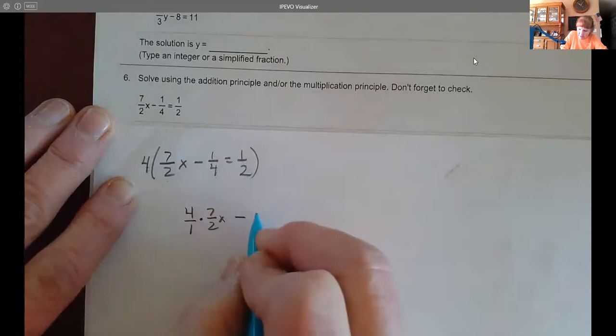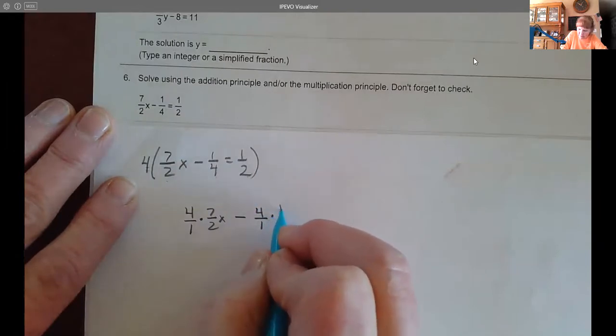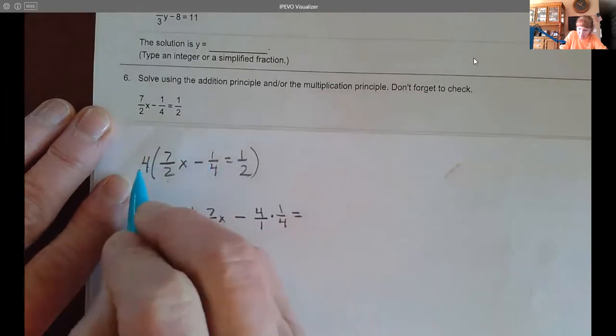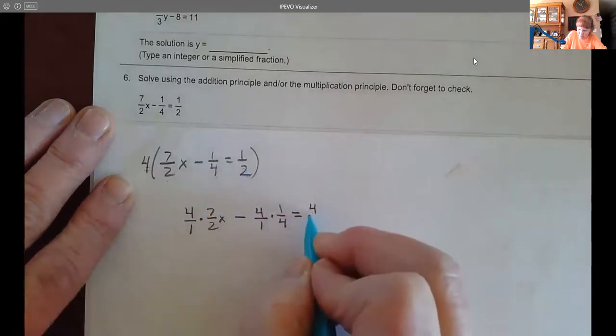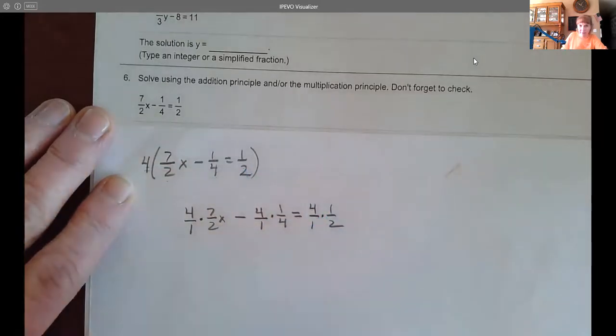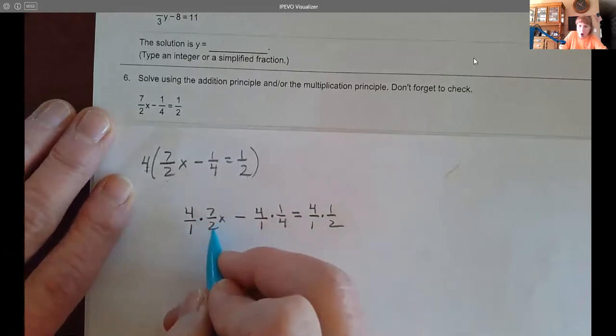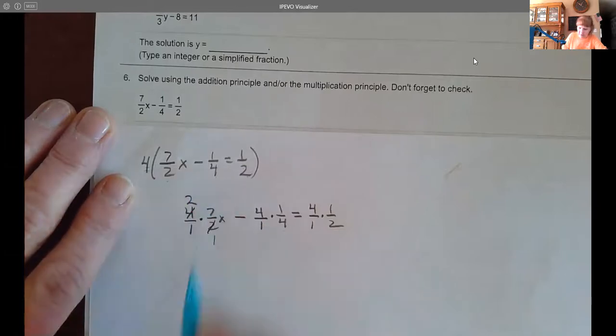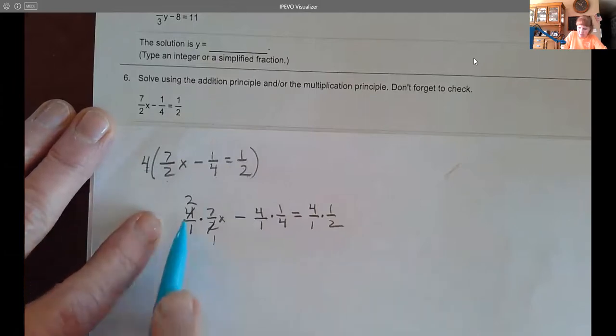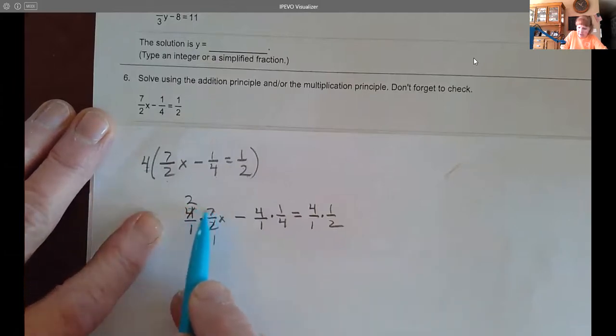And then 4 times our next fraction. All right, so let's do these 3. We have 3 multiplications to do, not too bad. They'll always reduce. 2 goes into here once, 2 goes into here twice. So I reduced it. Now you multiply across, 14x.